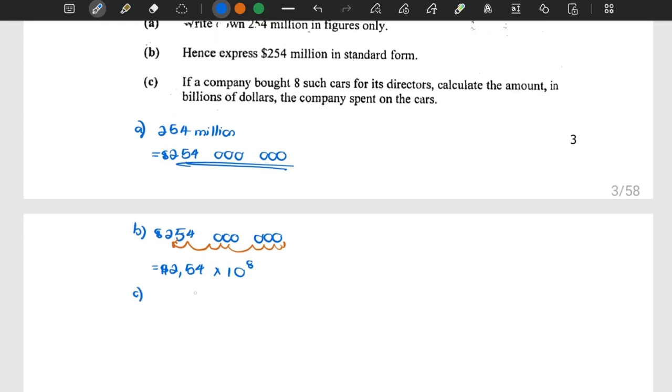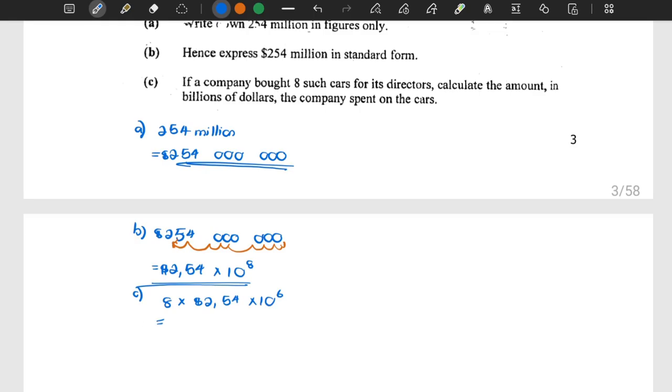So C is then asking if a company bought 8 such cars for its directors, calculate the amount in billions of dollars the company spent on the cars. So that's going to be 8 times the price of one car, which is 2.54 times 10 to the power 8.